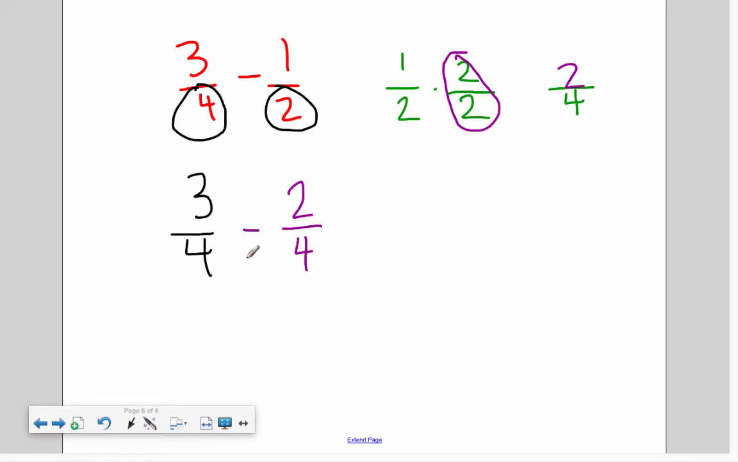Now we have this common denominator, and we can finish evaluating the expression by taking 3 minus 2, and that is 1. When you add and subtract fractions, remember the denominator does not change, it stays the same, and now we have our final answer of 1/4.